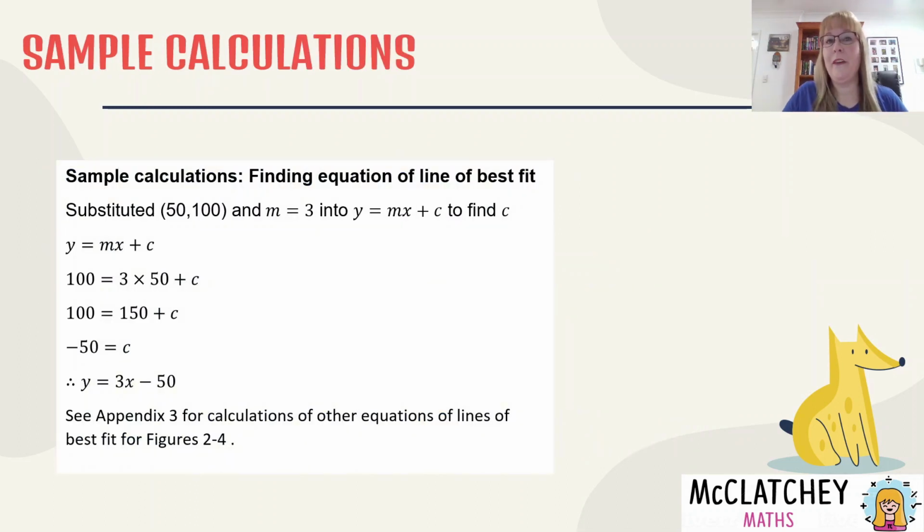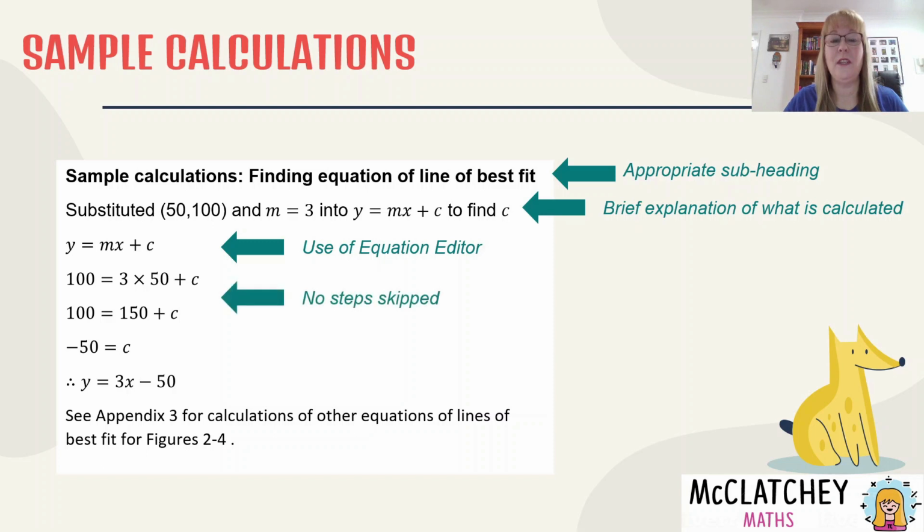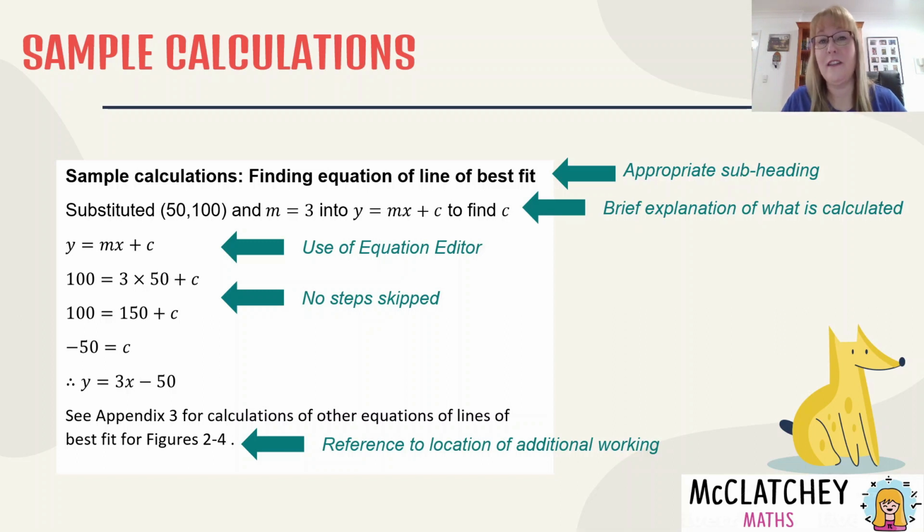Here is an example of a great sample calculation. Firstly, you can see that it has an appropriate subheading, finding the equation of the line of best fit. Secondly, you can see that there's a brief explanation of what is being calculated. We've got a formula that we're using, and what we are substituting into that formula. You'll notice then that Equation Editor has been used, and it's been used very effectively. And you can see that every step of working has been shown as well. No steps are skipped, and there is a reference at the end to the location of all of the additional working. Obviously, there are other equations of lines of best fit in this particular assignment that need to be developed, and they're developed in the back of the assignment.